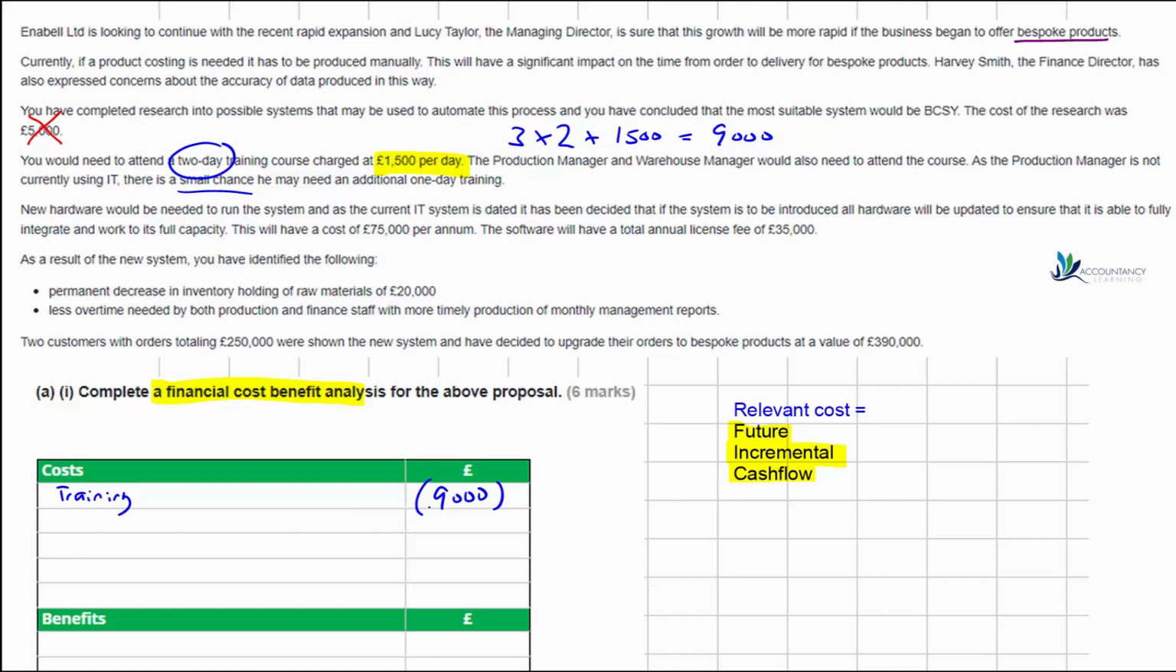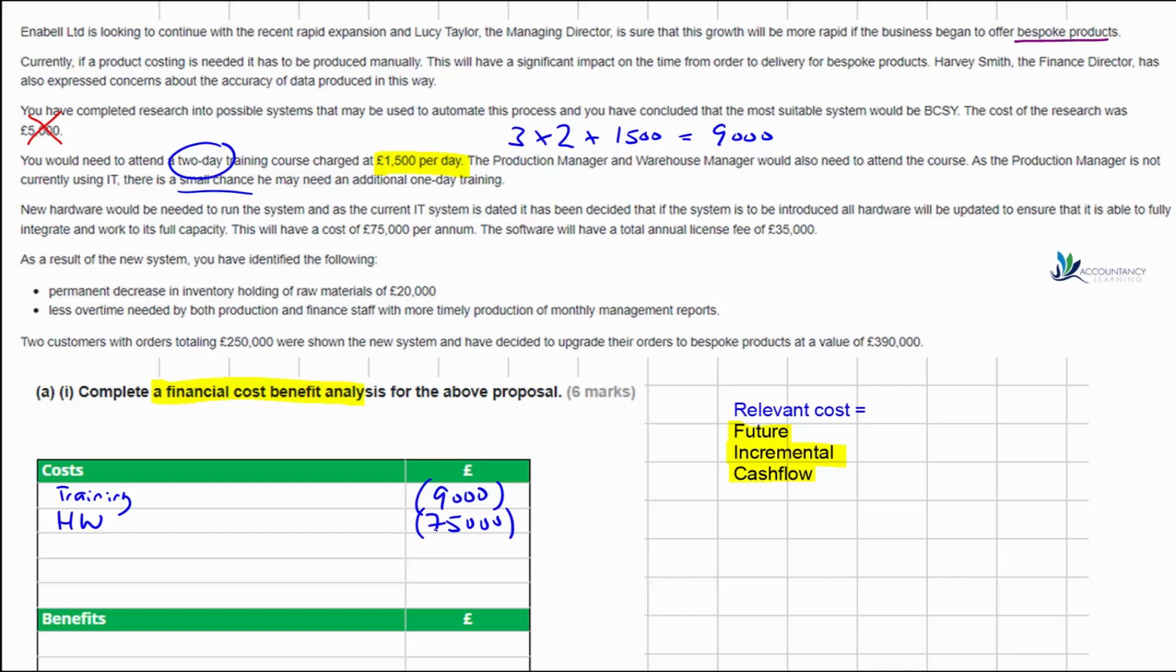This will have a cost of 75,000 per annum. So we've recognised there that we're going to have to update quite a lot of hardware, and arguably it's not all relevant for this particular system, but it will need to be updated for our other systems to talk to it. So yes, that's going to be a cost for us. So this is our hardware, and that's going to cost us £75,000.